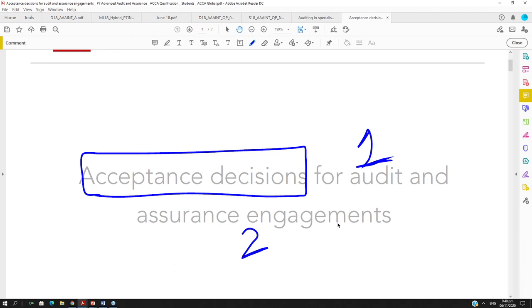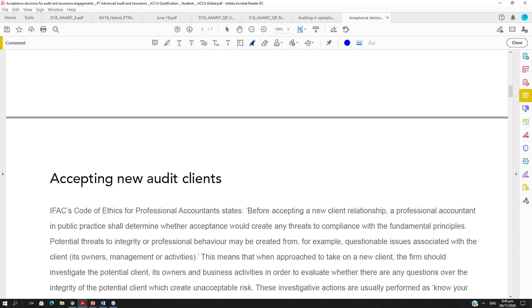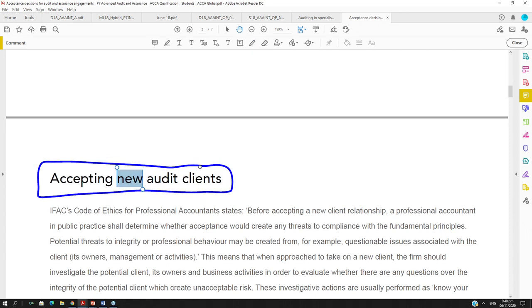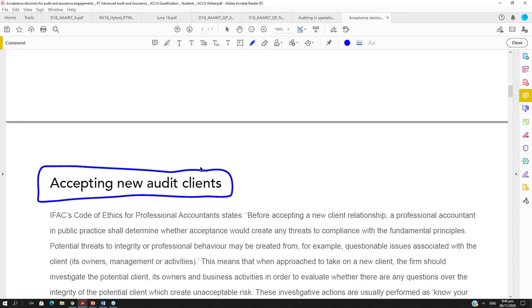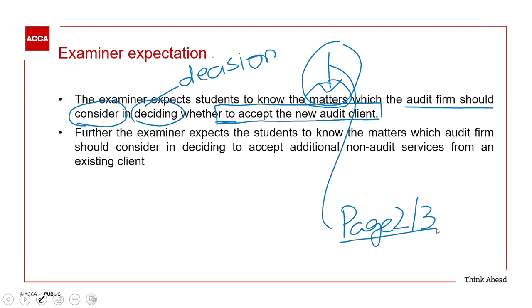Now, when you scroll down and look at page number 2 of the article, it says accepting a new audit client. So on page number 2 of the article, you have accepting a new audit client, and that was exactly what the examiner was expecting from you. If you look at my PowerPoint presentation, it said matters which the audit firm should consider in deciding whether to accept a new audit client. Will you get these matters from page number 2 of the article, everyone? Page 2 and page 3 of the article.